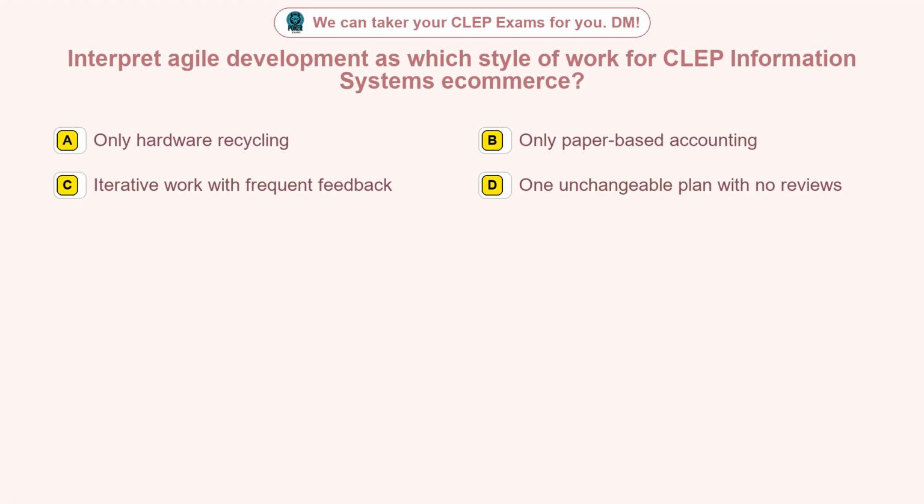Question 70. Interpret agile development as which style of work for CLEP Information Systems Ecommerce? Option A, only hardware recycling. Option B, only paper-based accounting. Option C, iterative work with frequent feedback. Option D, one unchangeable plan with no reviews. The correct answer is option C, iterative work with frequent feedback.